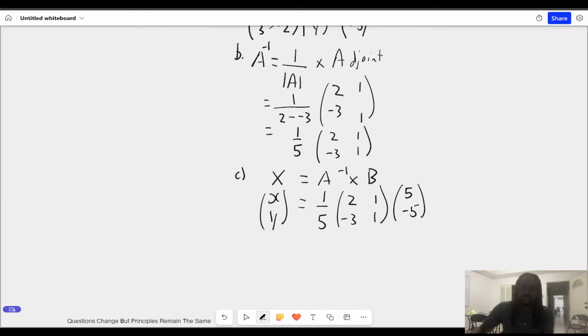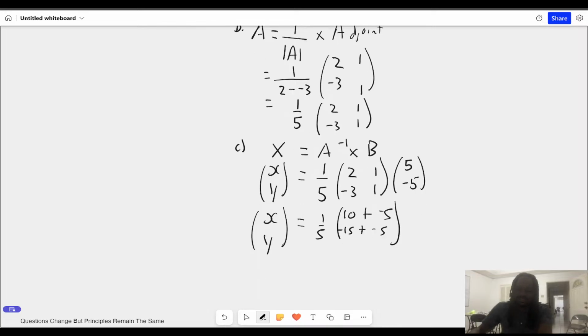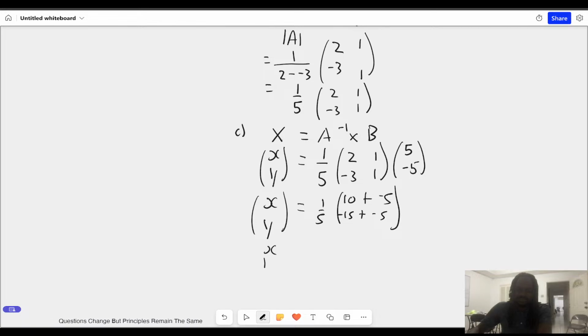So we need to just work this out now. X, Y, that's 1/5 of 2 times 5, 10, plus 1 times negative 5, negative 5, then negative 3 times 5, negative 15, plus 1 times negative 5, negative 5. We need to add these things first before I work it out. So 10 plus negative 5 is 5. Negative 15 minus 5 is negative 20.